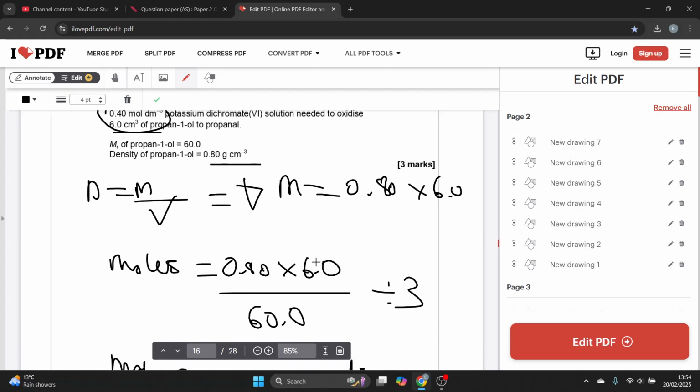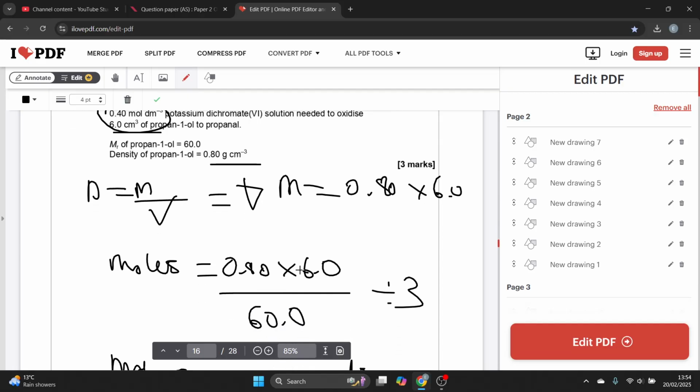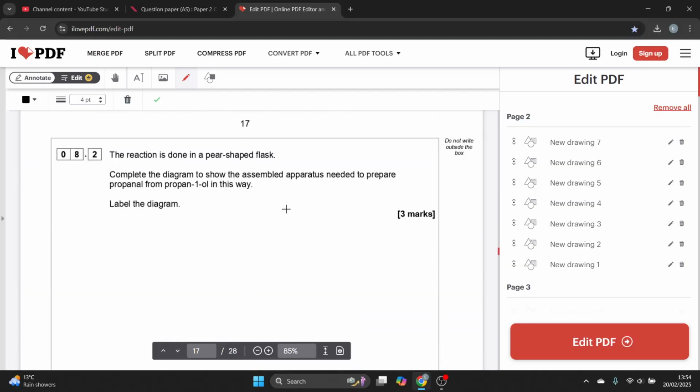Centimeters cubed. So with density, mass, and volume, you find out the mass. You find out the moles, and then you use the 3 to 1 mole ratio and divide by 3. Then volume is moles divided by concentration. You've got your moles and your concentration, but that will give you your answer in moles per dm cubed. You want centimeters cubed, so you times your final answer by 1000.